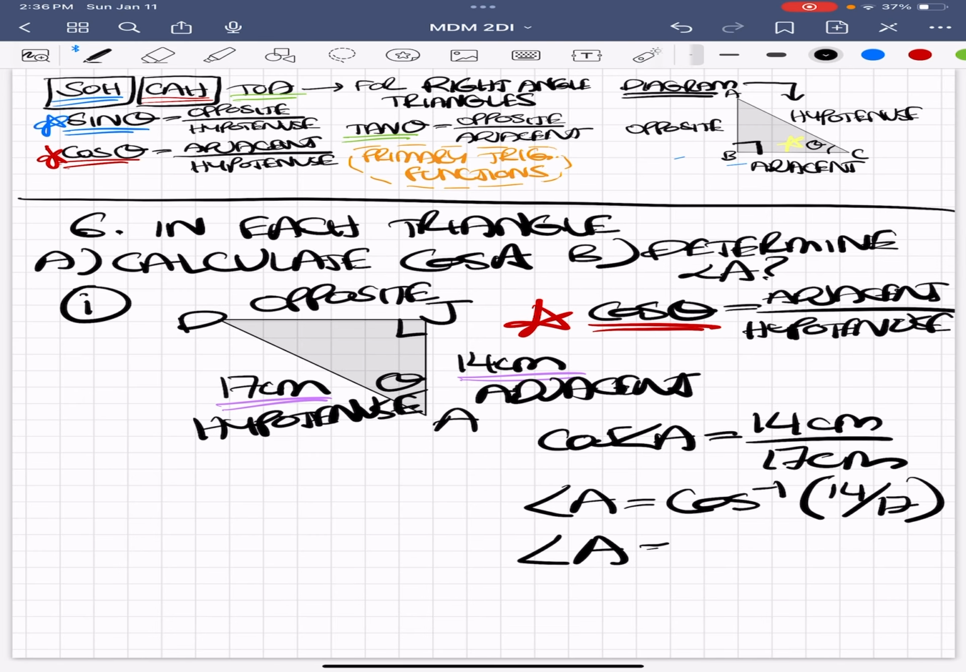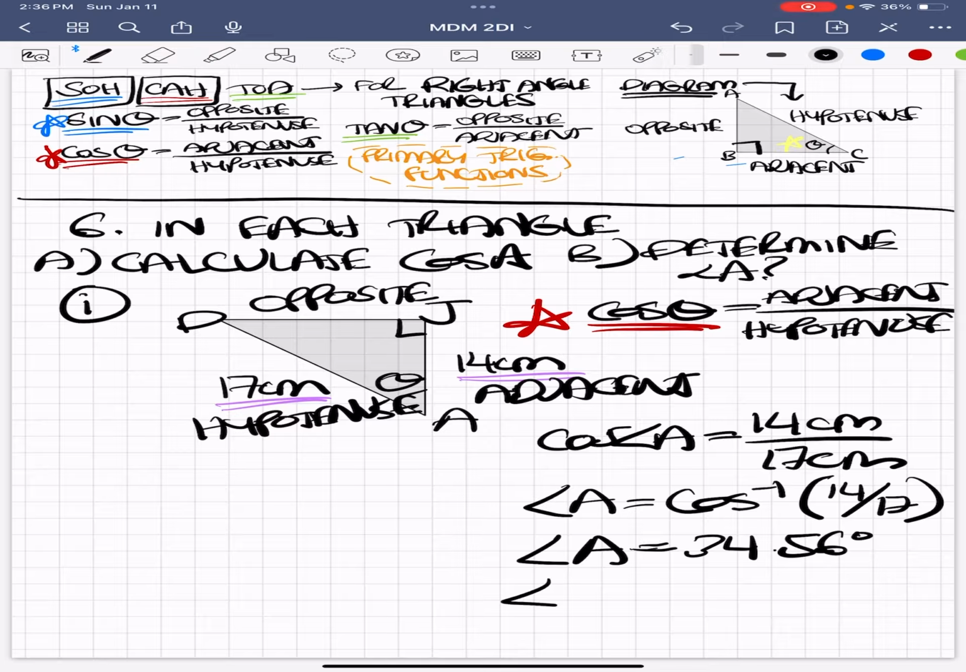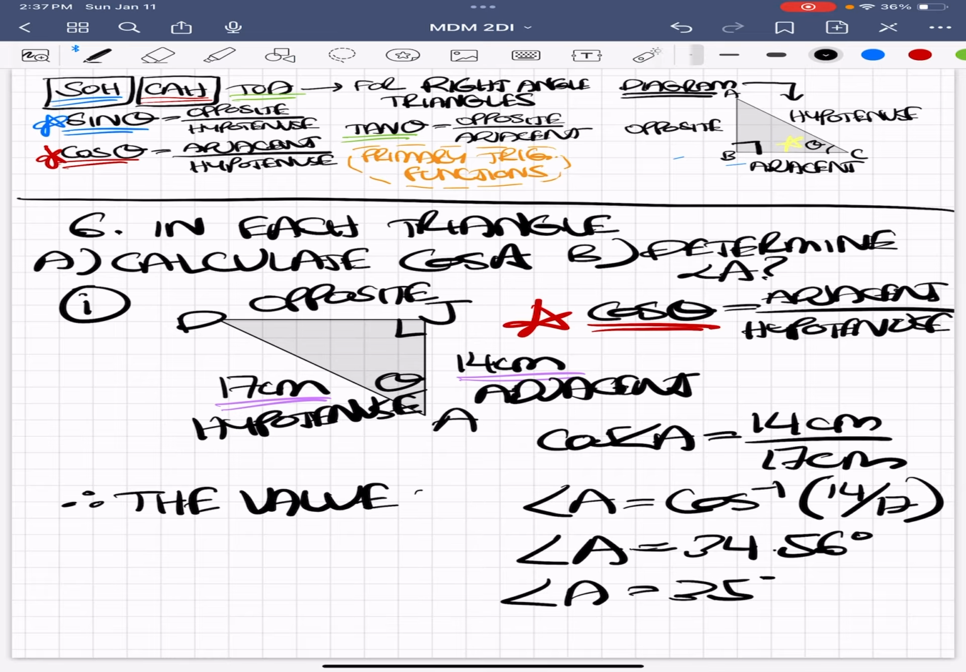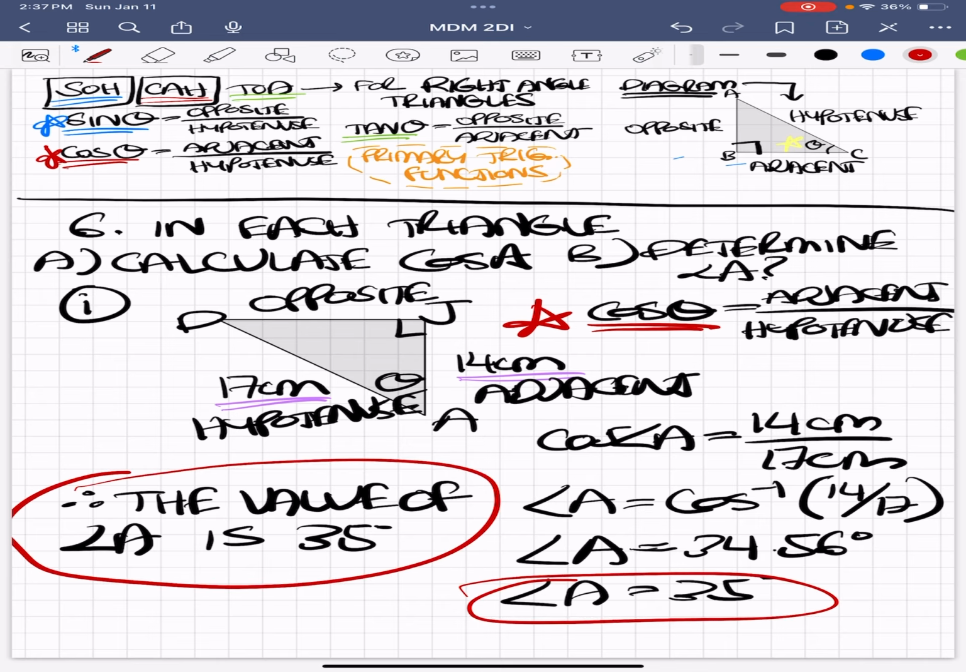Angle A being 34.56 degrees. When rounded is 35 degrees. And then we have our therefore statement being the value of angle A is 35 degrees. And we will circle both answers in red.